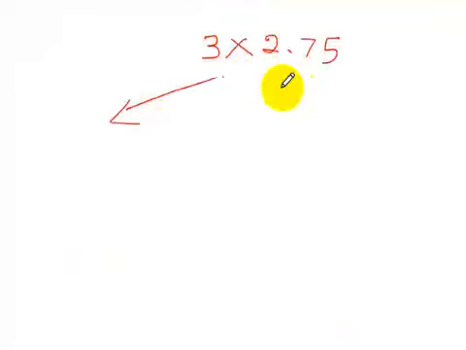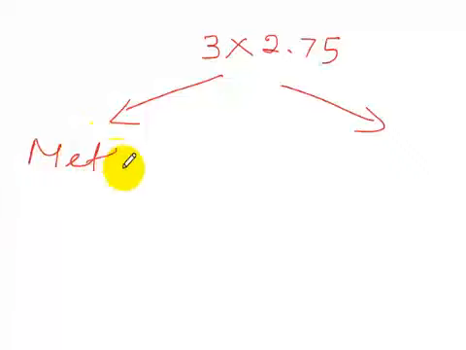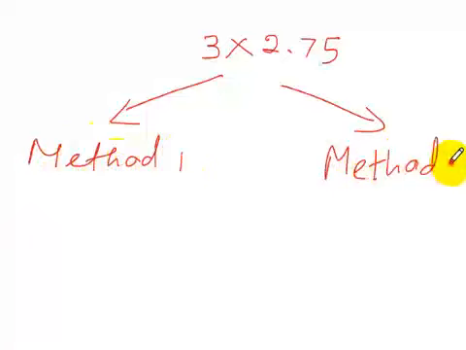Okay, I will take an example. Here, I want to multiply the whole number 3 by 2.75. So, the first value is a whole value, the second value is a decimal value. There are two methods to solve this problem: method 1 and method 2. First I will solve this problem using method 1.